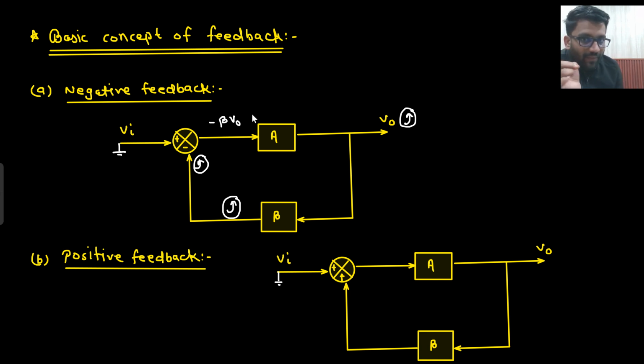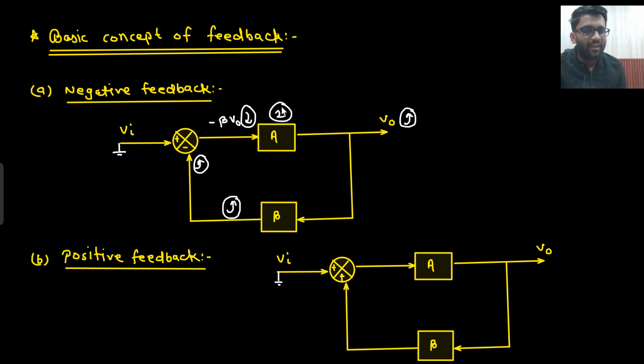That means beta minus beta V naught is decreasing. Are you getting this point? If I increase V naught, beta V naught will increase, but there is a negative sign. That means minus beta V naught is decreasing. Now this decreasing quantity is multiplied with the gain A. That means decreasing is multiplied with gain A.